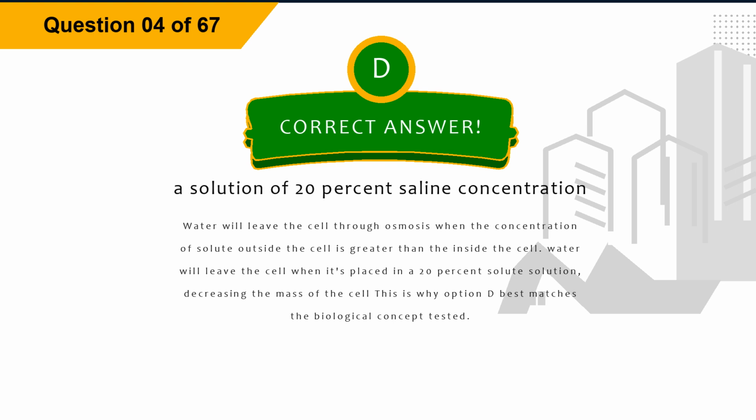Explanation. Water will leave the cell through osmosis when the concentration of solute outside the cell is greater than the concentration inside the cell. Water will leave the cell when it's placed in a 20% solute solution, decreasing the mass of the cell. This is why option D best matches the biological concept tested.